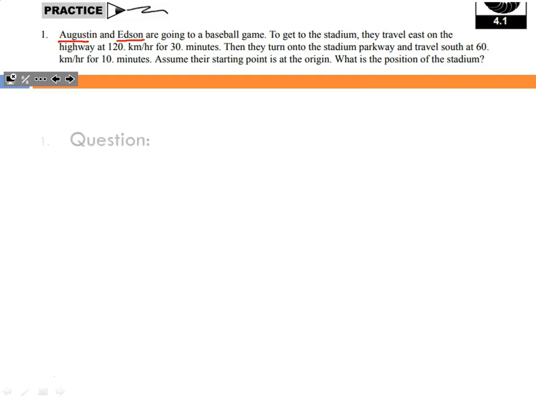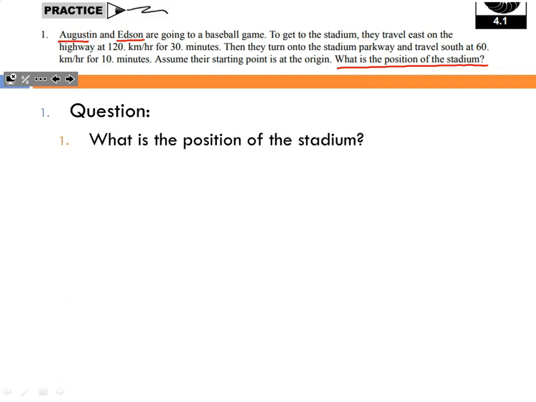Always ask yourself in anything scientific, what is my question? What am I looking to answer? So if you reread back through that practice question, it has an actual sentence that has a question mark. What is the position of the stadium? So we're wanting to know if we started out at our origin, which is our starting point, going to be our 0, 0.